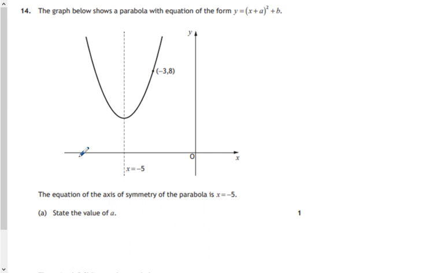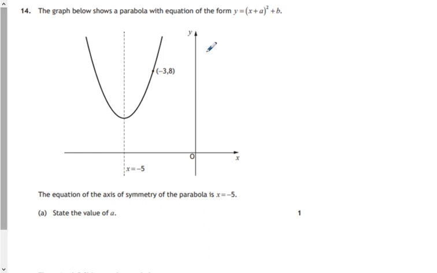Question 14. The graph below shows a parabola with the equation of the form y equals (x plus a) all squared plus b, so that's a completed square. State the equation of the axis of symmetry of the parabola: x equals -5. State the value of a.